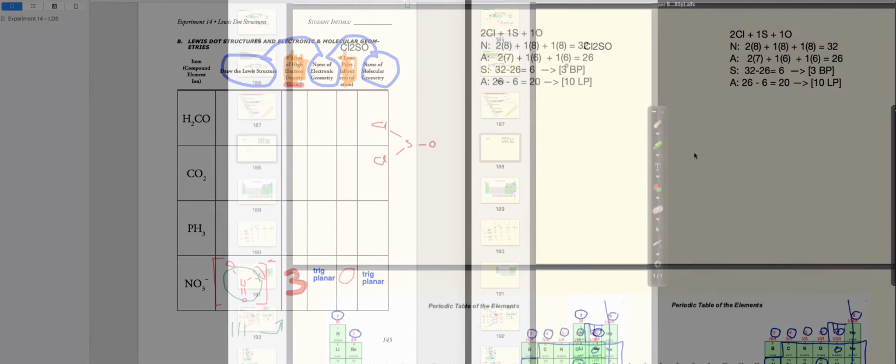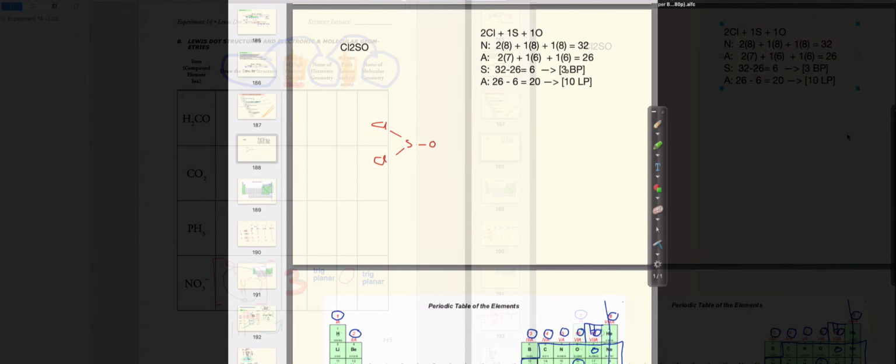Okay, so we've got that. We now have to flesh this out. We got 3 bonding pairs. I see 3 bonding pairs. I need 10 lone pairs. What's the rule we use here? Outside in, right? So let's kind of do that. Since I wrote small, I guess I want to do this. So we'll start fleshing these out.